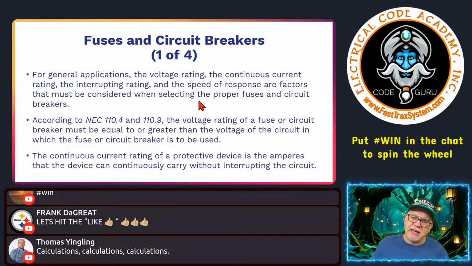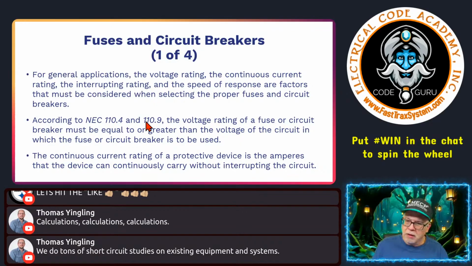Now, according to the NEC 110.4 and 110.9, the voltage rating of a fuse or circuit breaker must be equal to or greater than the voltage of the circuit in which the fuse or circuit breaker is to be used. That's a no-brainer, right?